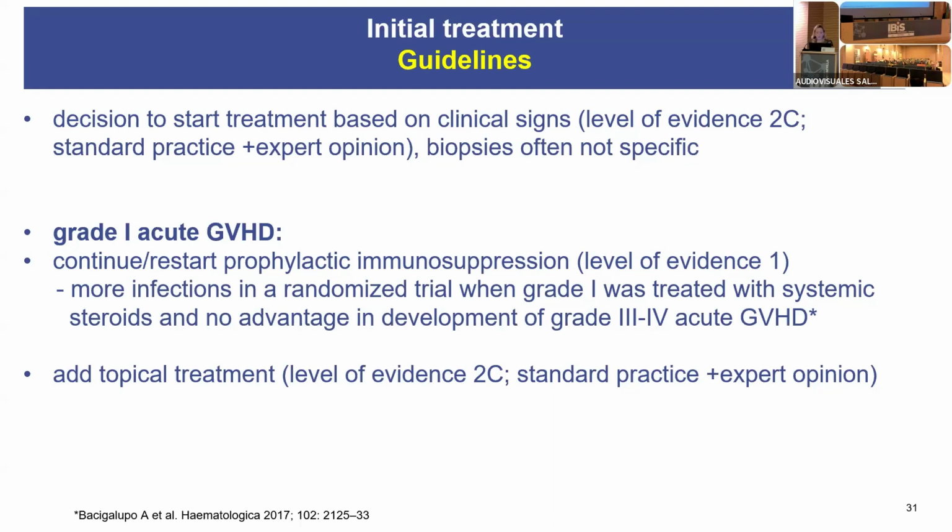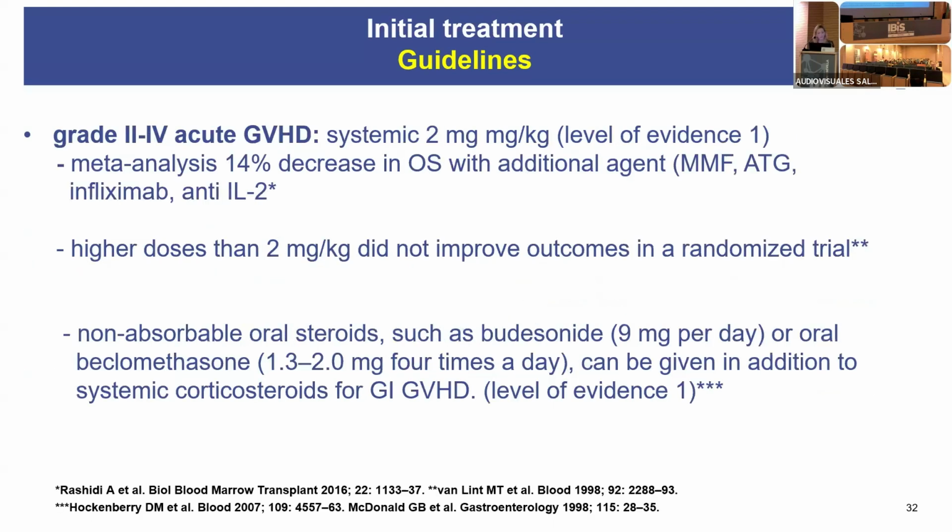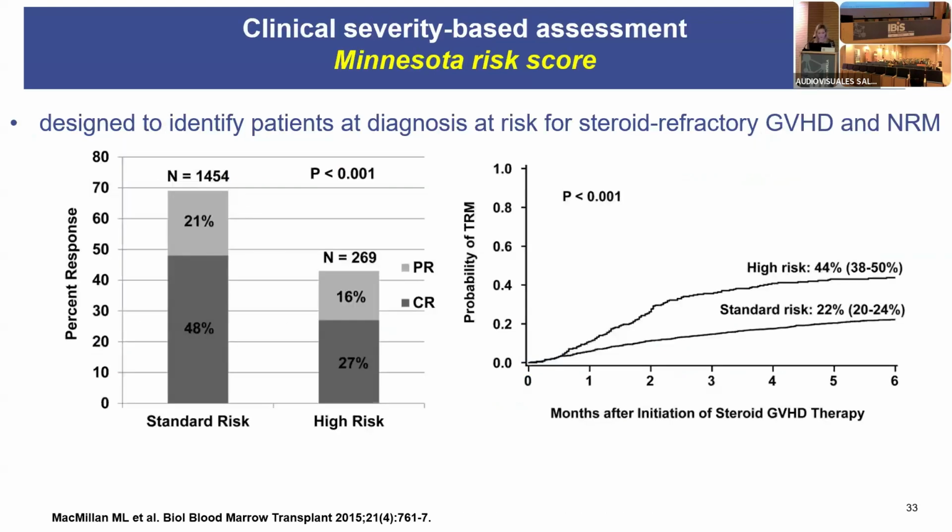This is because more infections happen if grade 1 is treated with systemic steroids, and there is no advantage in development of grade 3 to 4 acute GvHD. So we have randomized data that proves that. When it comes to grade 2 to 4 acute GvHD, as I said before, it's 2 milligrams per kilo, with no proof that higher dosages will work better, or that giving another agent together with steroids does. So that is the gold standard, and non-absorbable oral steroids can be given in addition because we have good enough evidence for gut GvHD.